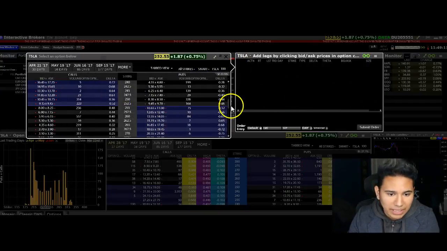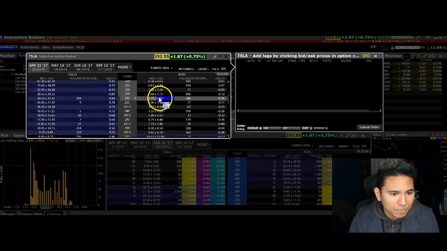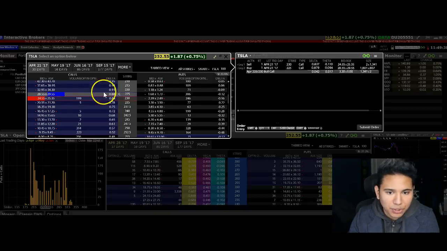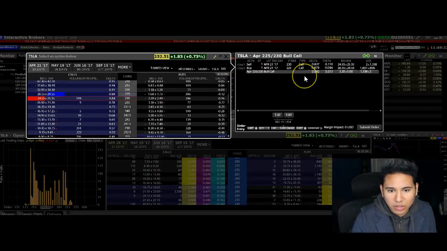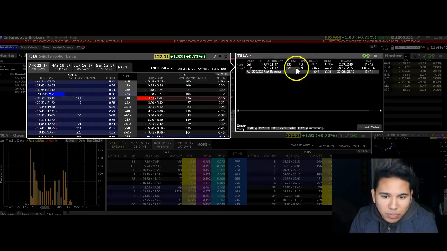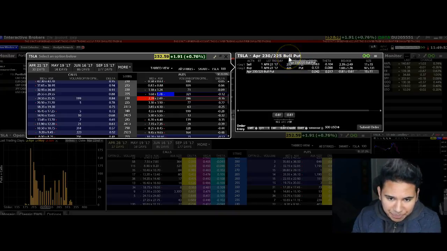What we can do is sell that 230 put, and then cover by buying that 225 put, which would be called a bull put. So we would sell the 230 put, and we would buy the 225 put. This would be considered a bull put by Interactive Brokers, and it'll name it right here.